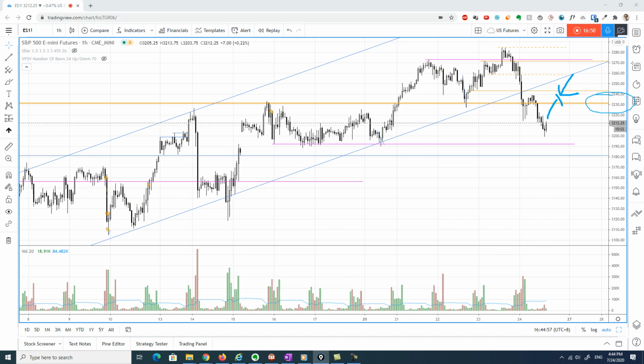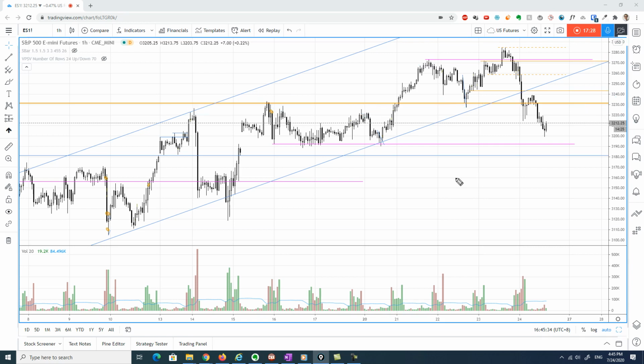For the immediate resistance level I'm watching, the first level is this 3230 level, the axis line. Previously it was resistance and became support here. Resistance, resistance, resistance, support, support, and we see some price interaction here. So 3230 is definitely a level to watch. Subsequently there is the swing high resistance at 3270.